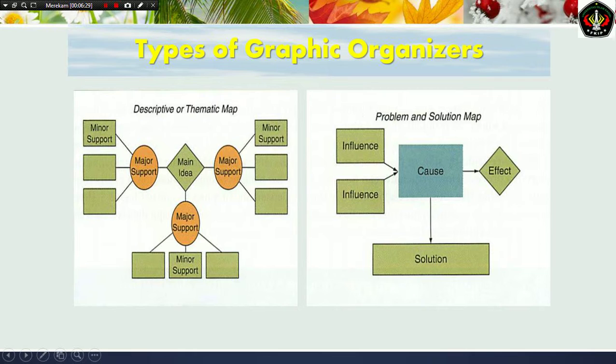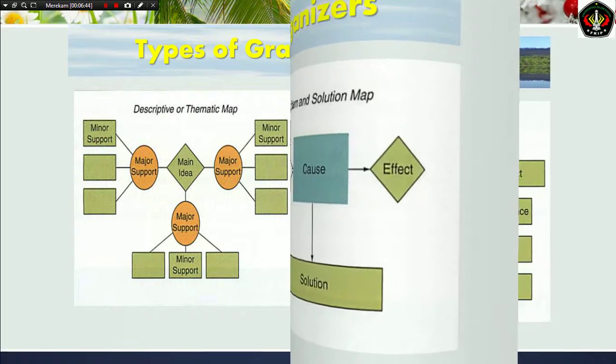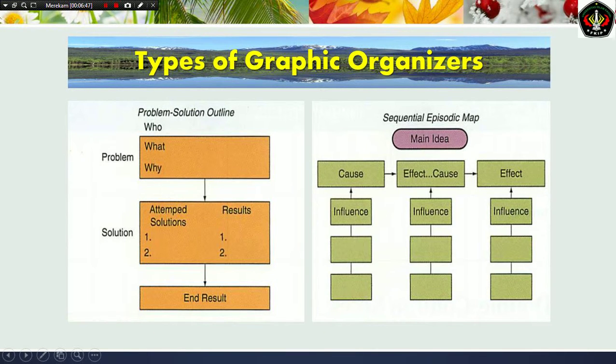Here is the cause, and then the cause makes the solution here, and then there are the influences that influence the cause, and then there are the effects and the solution. Number 3 is problem solution outline. The problem consists of who, what, and why, and then the solution attempt. Solution number 1, number 2, until the end, and the result number 1, number 2, number 3, and the end, and then result.